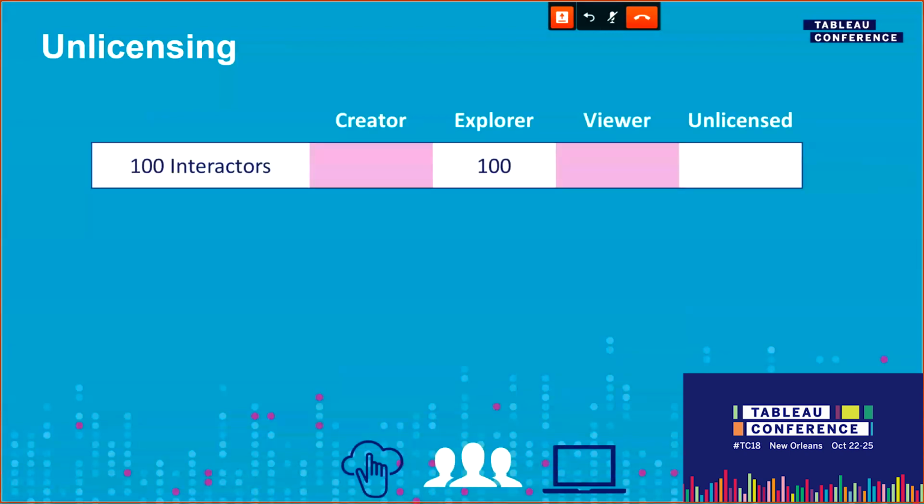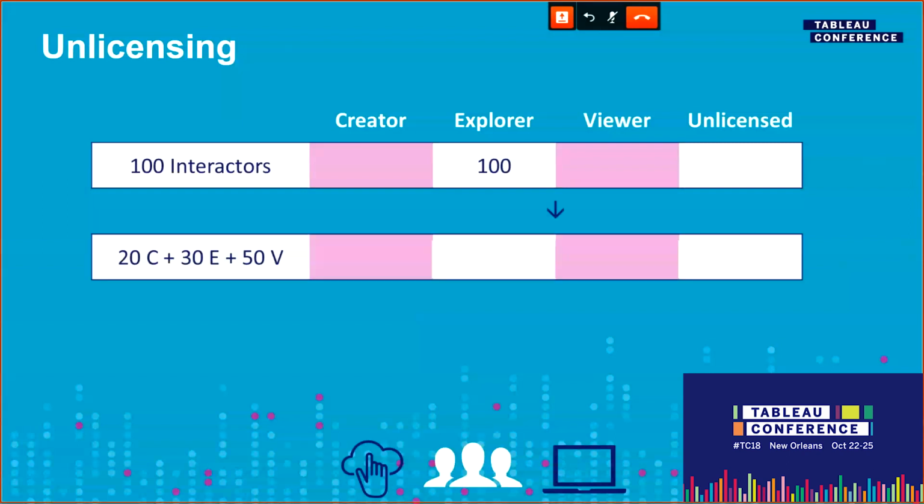Let's say we have 100 interactors as a legacy license when we upgrade. In new site role terms, that's 100 explorers. Now when we upgrade to the new site roles, if we don't have enough licenses for this site role, Tableau Server will intelligently unlicense your users.